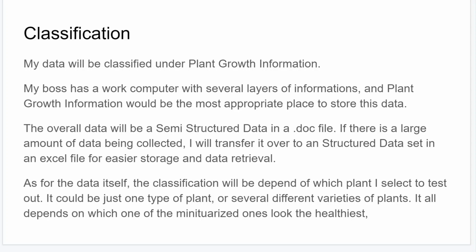For my data classification, my original plan was to store my data in a semi-structured Word document. Instead, I'll now be transferring the data over to a structured Excel file for better organization. As far as the data itself is concerned, I wanted to test this on a variety of plants, but only had 10 tomato plants to work with. Since I can't ethically force more variety of plants to go into a miniaturized state, I only had these plants to work with.